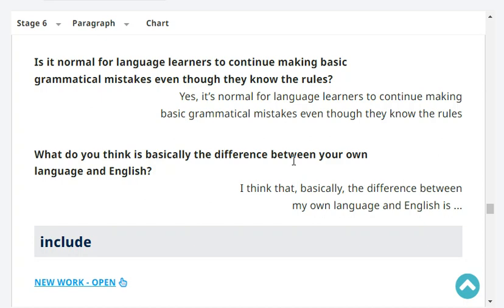Is it normal for language learners to continue making basic grammatical mistakes even though they know the rules? Yes, it's normal for language learners to continue making basic grammatical mistakes, even though they know the rules. Very good. What do you think is basically the difference between your own language and English? I think that basically the difference between my own language and English is grammar.